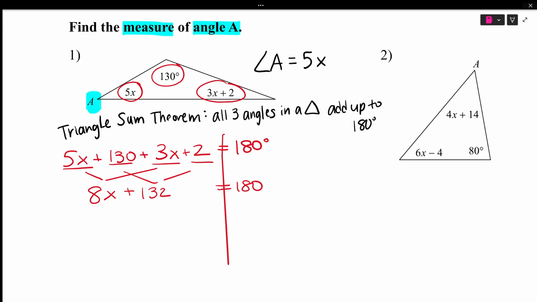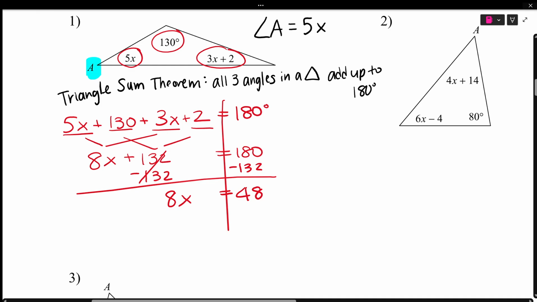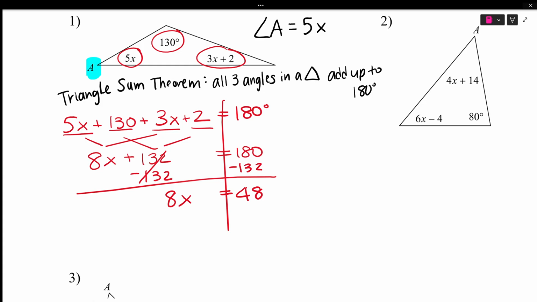Let's start taking away on both sides. I want to get my x by itself, so I need to take away 132 on both sides. I didn't use the 8x. 180 minus 132 is 48. And we're going to divide both sides. This is 8 times x, the multiplication is just kind of invisible. The opposite of multiplying is dividing, so we're going to divide by 8. We get x equals 6. But your final answer isn't 6.